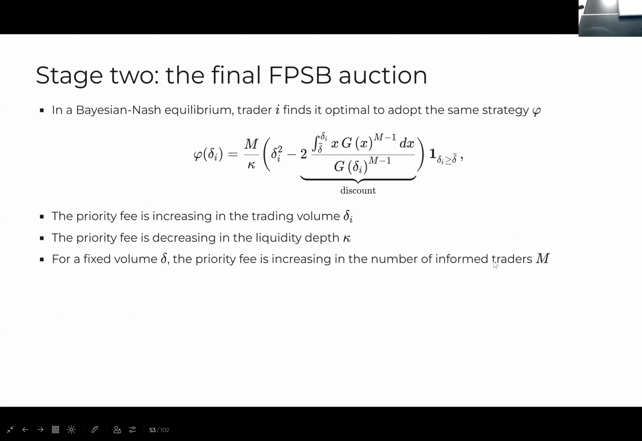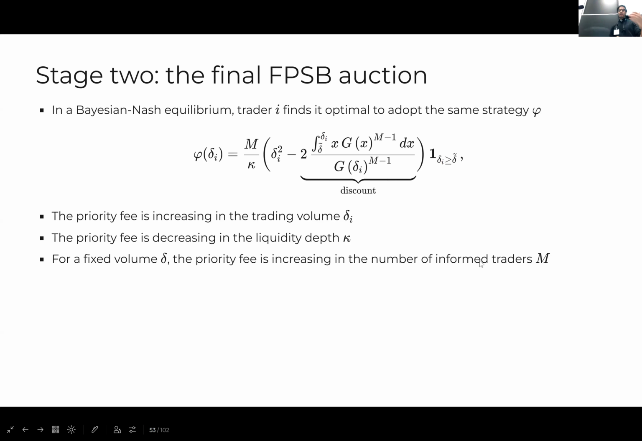And this is a standard first price sealed bid auction with m players. Here, this m delta squared over kappa is my reservation priority fee, which makes me indifferent between winning and losing. And I apply a discount to it, and this discount gets larger and larger with my actual signal, because the larger my signal, the more likely it is that I'm actually the person with the largest signal. So I apply more discount because I don't have to compete that much.